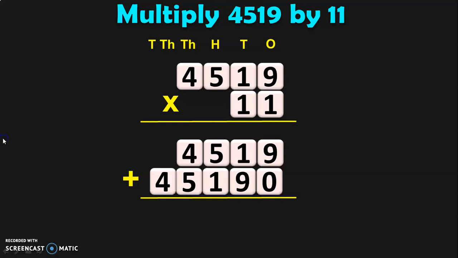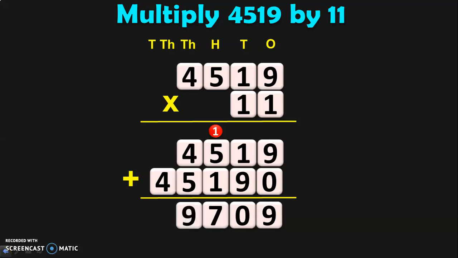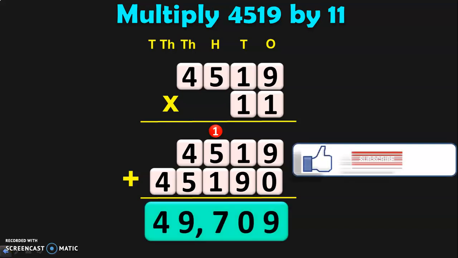So begin the addition from the ones place. 9 plus 0 is 9. 1 plus 9 is 10. 0 carry over 1. 1 plus 5 is 6. 6 plus 1 is 7. Next 4 plus 5 is 9. And then in the 10,000s place you can just write down the number 4. So the answer for the multiplication of 4519 by 11 is 49,709. Hope you have clearly understood how to multiply a 4-digit number by a 2-digit number.